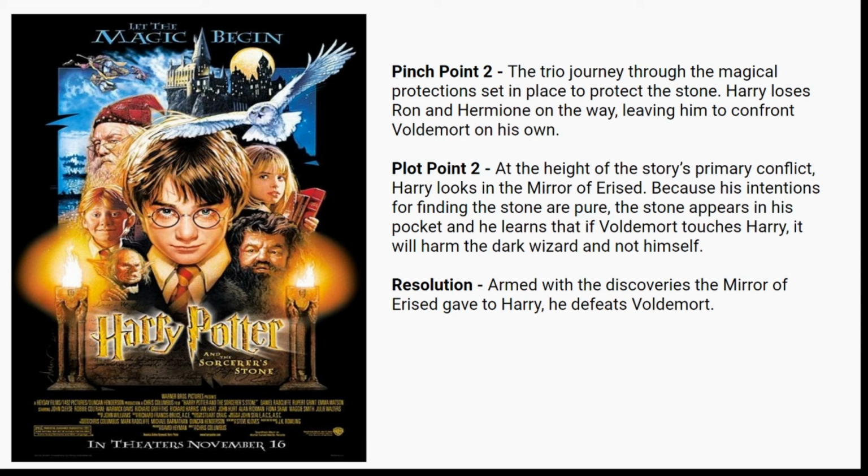In plot point 2, at the height of the story's primary conflict, Harry looks in the Mirror of Erised. Because his intentions for finding the stone are pure, the stone appears in his pocket, and he learns that if Voldemort touches Harry, it will harm the Dark Wizard and not himself.